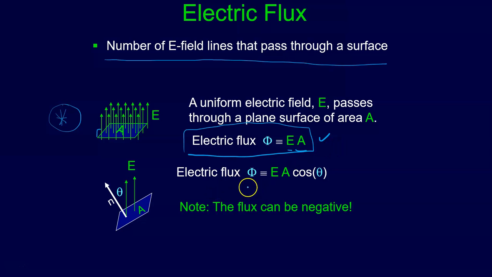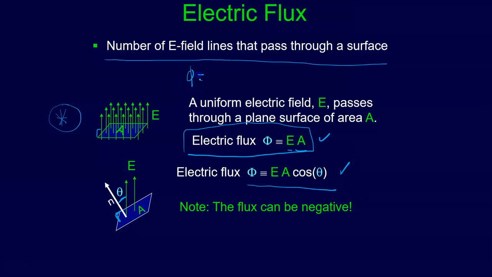The more general definition of flux would be in a case like this, where the electric field isn't piercing completely through, like in this picture at 90 degrees, where it's at some different angle. And we define that as being the flux equals E times A times cosine theta, where theta is defined as the angle between the electric field and our normal vector, which is always 90 degrees to our surface. And so this is the more general definition.